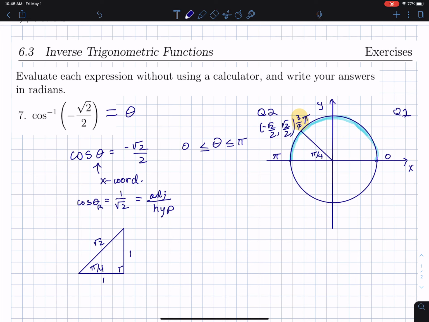But that's not enough to solve the problem, because I have to know which quadrant it's in. So the reference angle is pi over 4, but it's 3/4 pi because of the quadrant in which it lies, which is quadrant 2, where cosine is negative. Alrighty, so that's the answer there.